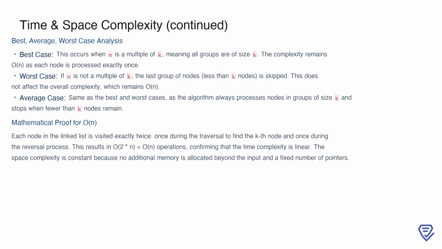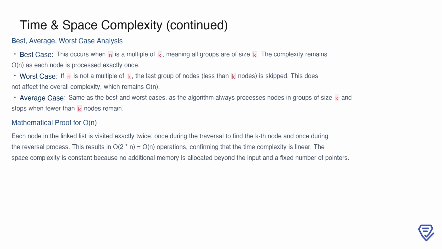Now, let's examine how the algorithm performs under different scenarios. In the best case, n is a perfect multiple of k, meaning all groups are of size k. Here, every node is processed exactly once, and the time complexity is O(n). In the worst case, n is not a multiple of k, leaving a smaller group of nodes at the end that cannot be reversed. However, this does not affect the overall complexity, which remains O(n). The average case behaves similarly, as the algorithm consistently processes nodes in groups of k and stops when fewer than k nodes remain. To reinforce this, we can mathematically prove the time complexity.